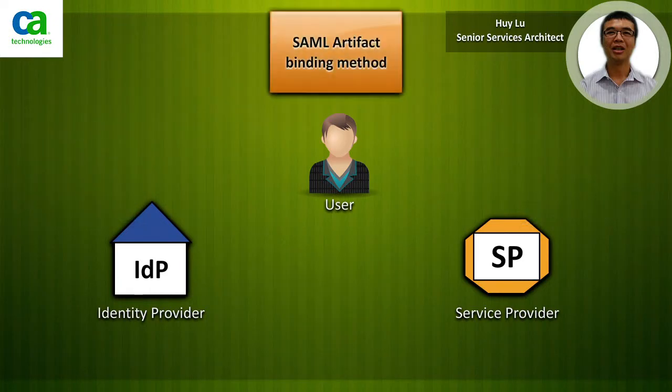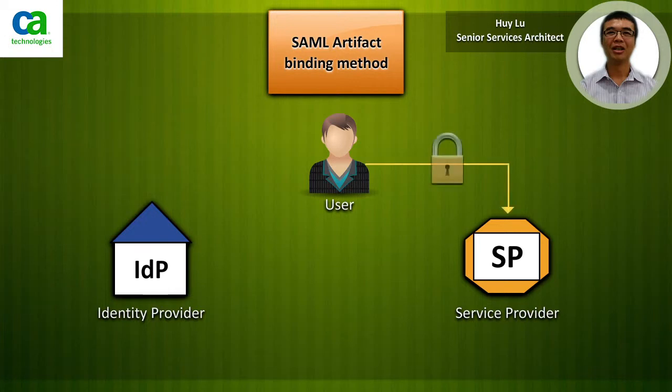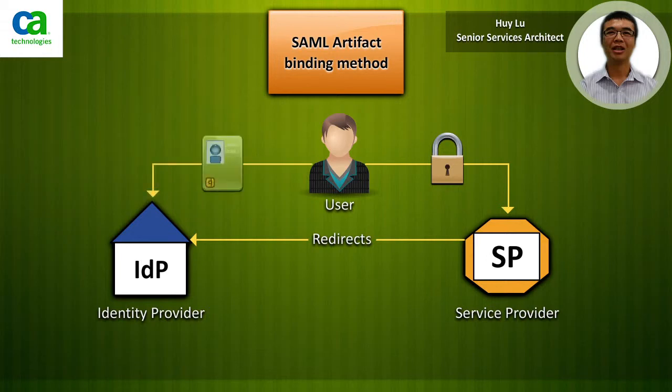Let's have a look at the artifact binding method. In step 1, a user requests a resource from the service provider. As the user has not logged in, the service provider will then redirect the user to the IDP, to the identity provider, for authentication in step 2. In step 3, the user would validate their credentials to the identity provider and successfully log in.